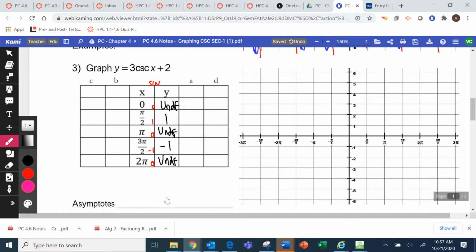Dylan, what does the 3 in front do? Vertical stretch. So I'm going to multiply all of my vertical numbers by 3. And now we have a problem because we have an undefined. It's not a problem.